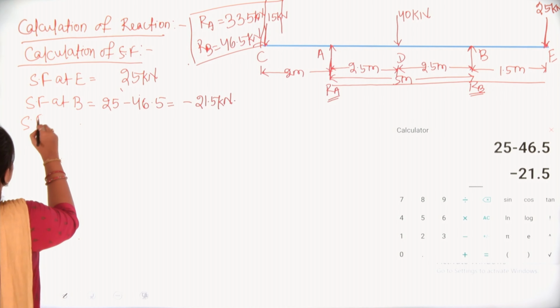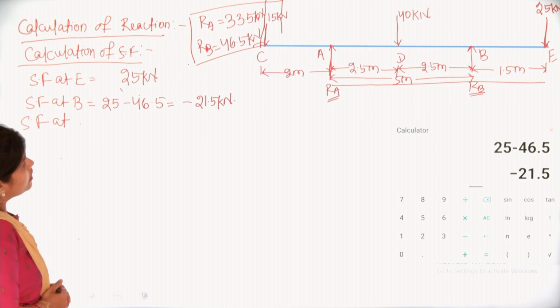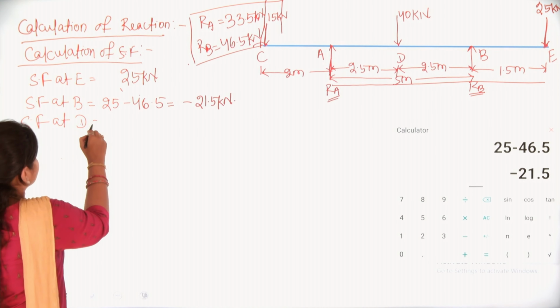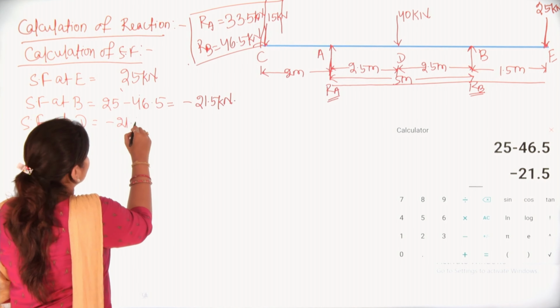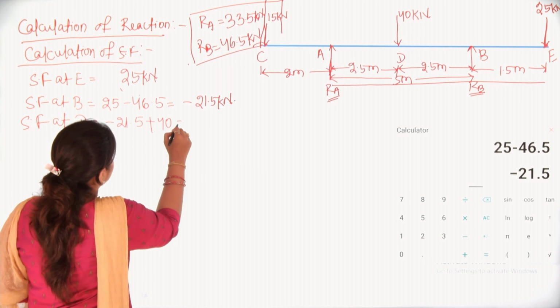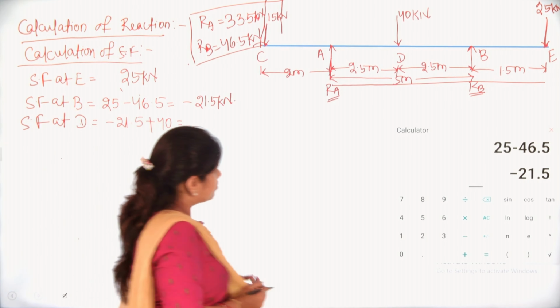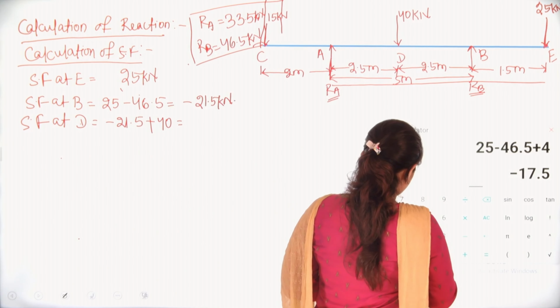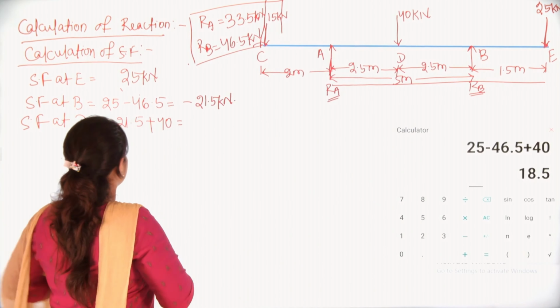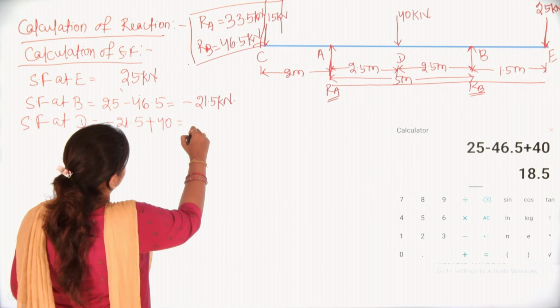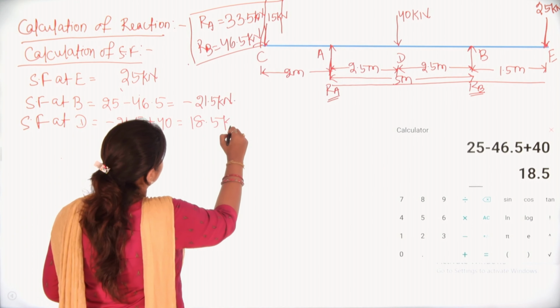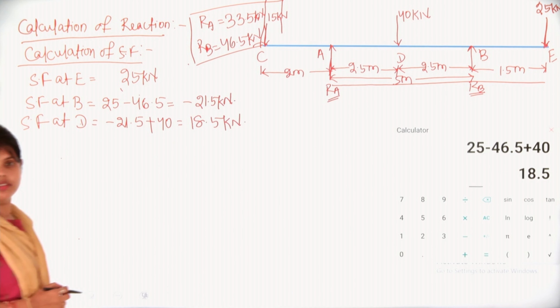Shear force at point D. It will be minus 21.5 plus 40. We will have 18.5 and that will be in positive sign. Okay.